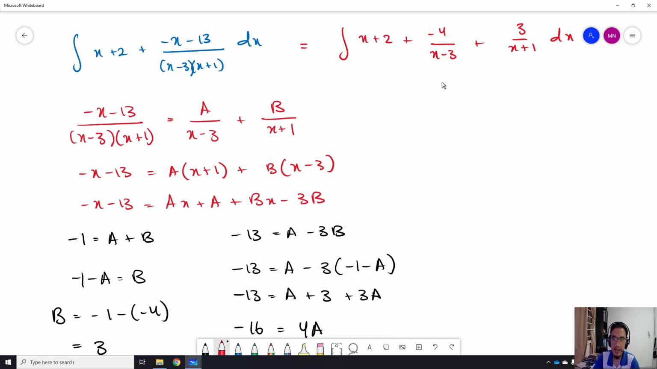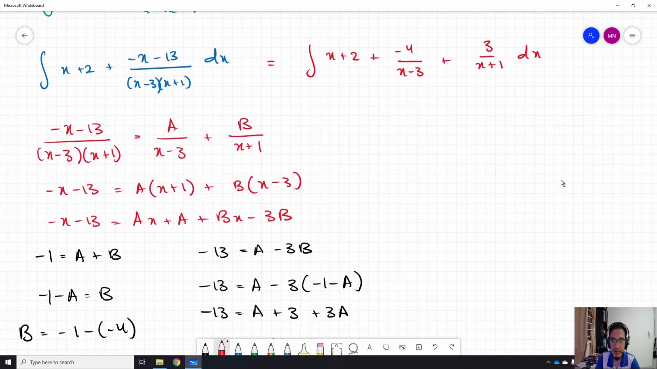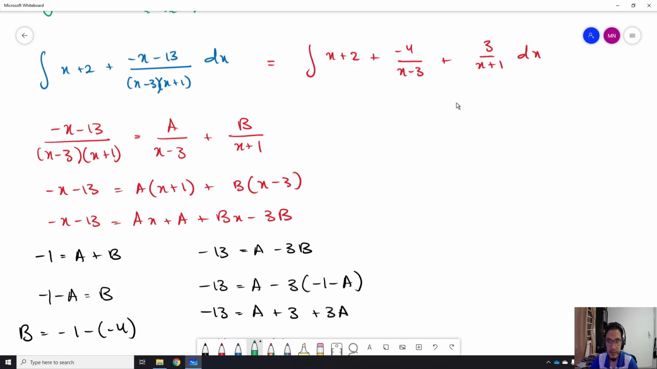Okay, so we integrate this. So we continue it over here. So then we have x squared over 2 plus 2x. So this one we have negative 4 ln x minus 3 plus 3 ln x plus 1 plus c. Okay, so that is our final answer for this integration.